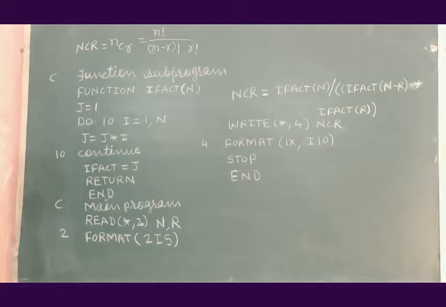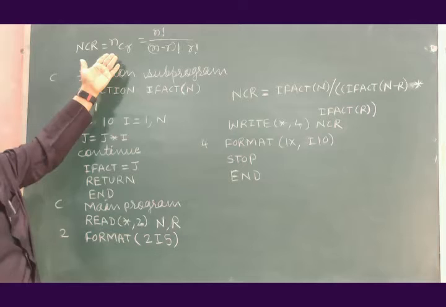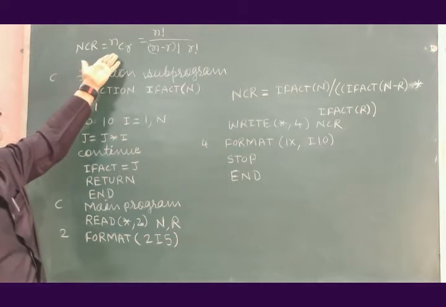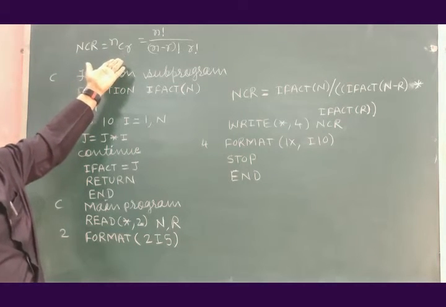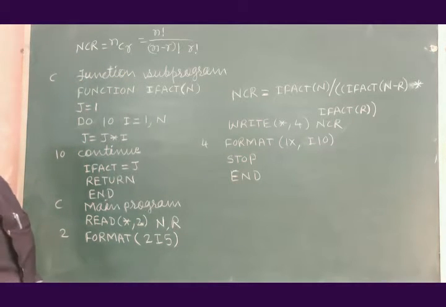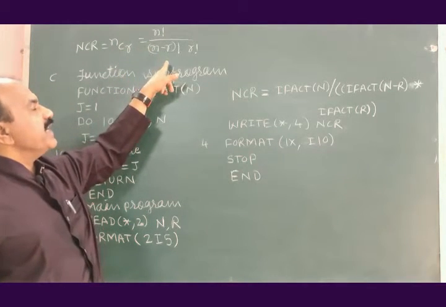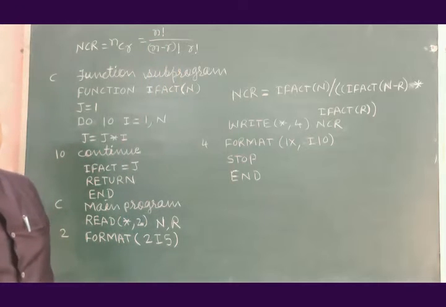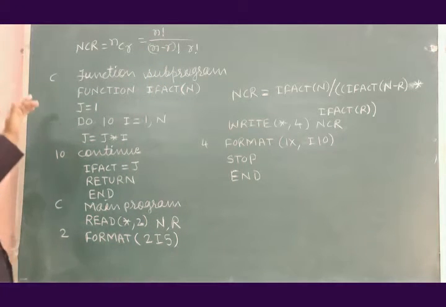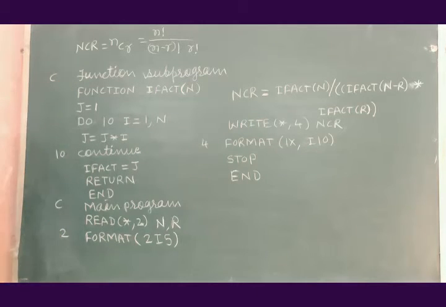This is a simple program to find this NCR. It could not be written this way in Fortran, so this is written as NCR in Fortran. And what is this NCR? N factorial divided by n minus r factorial into r factorial. Here I have written a function subroutine to find the factorial. Let us see how.